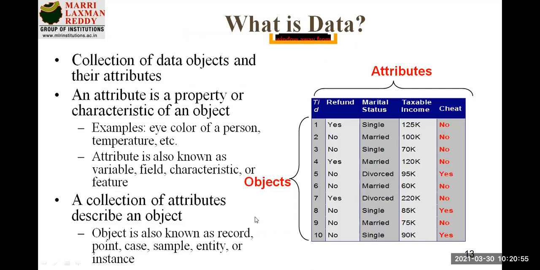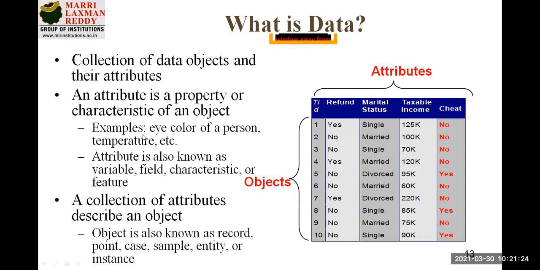Yeah. So this is also something we have seen previously about what actually is data. Data is a collection of data objects and their attributes. You can see here what are the objects, what are the attributes, what are the data values, which are very, very important. An attribute is a property or characteristic of an object, and each attribute will have some data values, from which we will be analyzing a number of things.